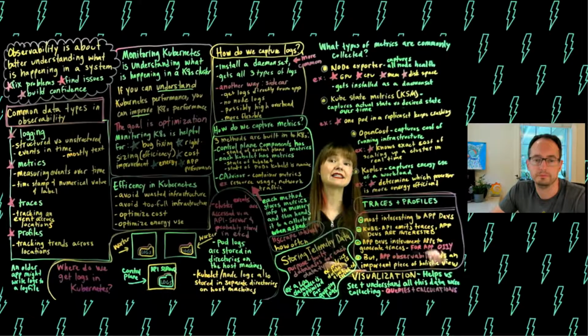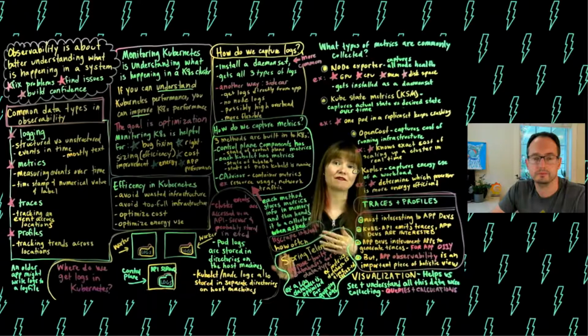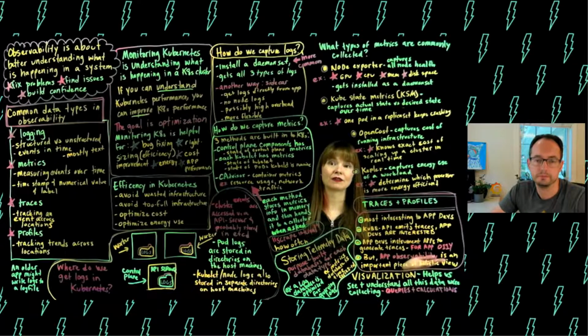Yeah. But this app observability part shouldn't be ignored by infrastructure types, by cluster operators, because it is an important piece of getting a holistic view of what's happening in the cluster. If something's going wrong in an application, it might be a problem with the infrastructure. Right. And so it's important to know.